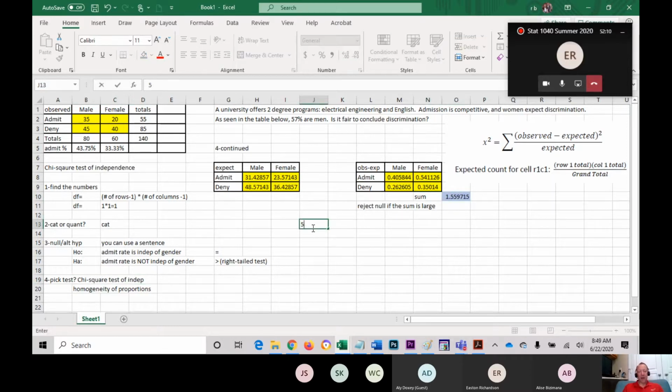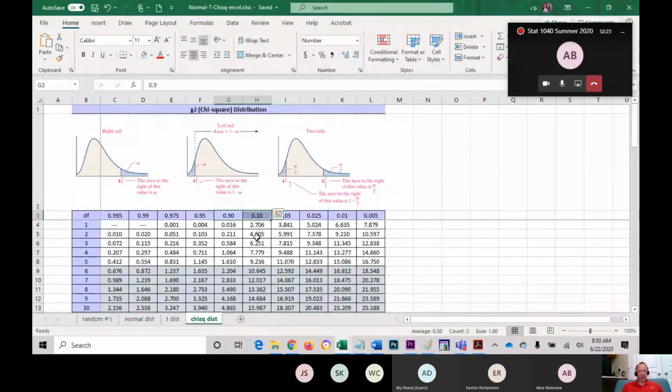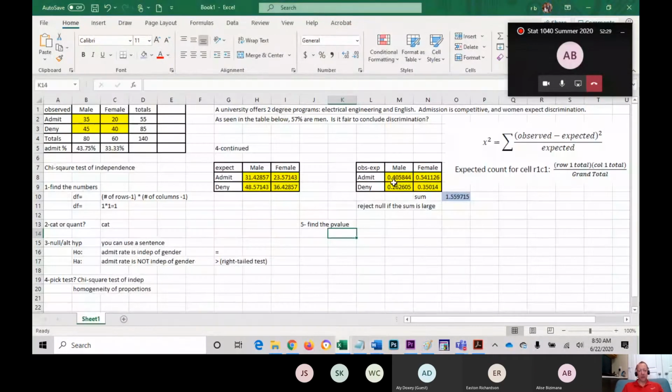Step number 5 is what? Find the p-value. Find the p-value. Thank you, Elise. Okay. So the p-value, we're going to look at the chart, and so we're going to say that the p-value is in between 0.10 and 0.90. Okay. So 0.10 is less than p-value, which is less than 0.90. Okay. By the way, I forgot to mention, what's our alpha in this case?